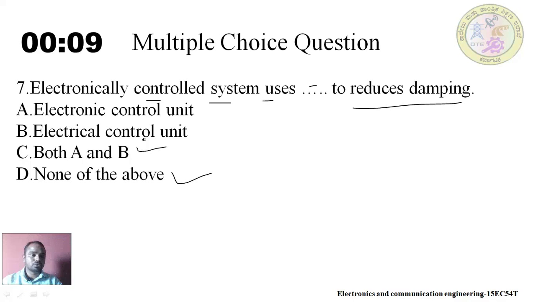The answer to this question is option A, electronic control unit. Electronically controlled system uses ECU to reduce the damping. Now we will see the next question.